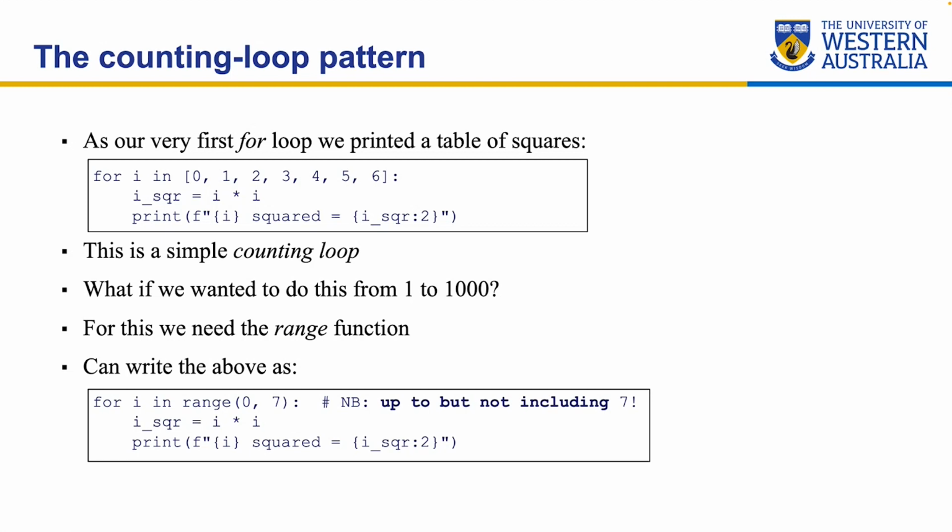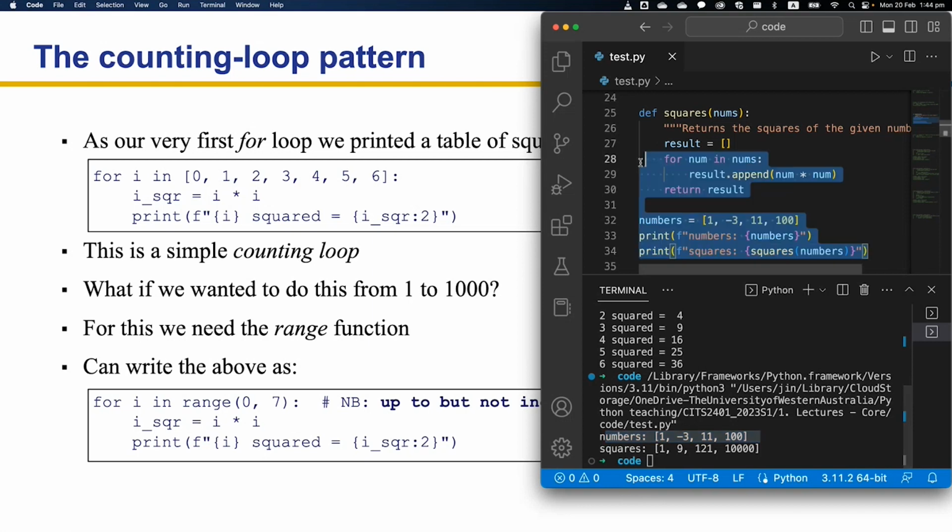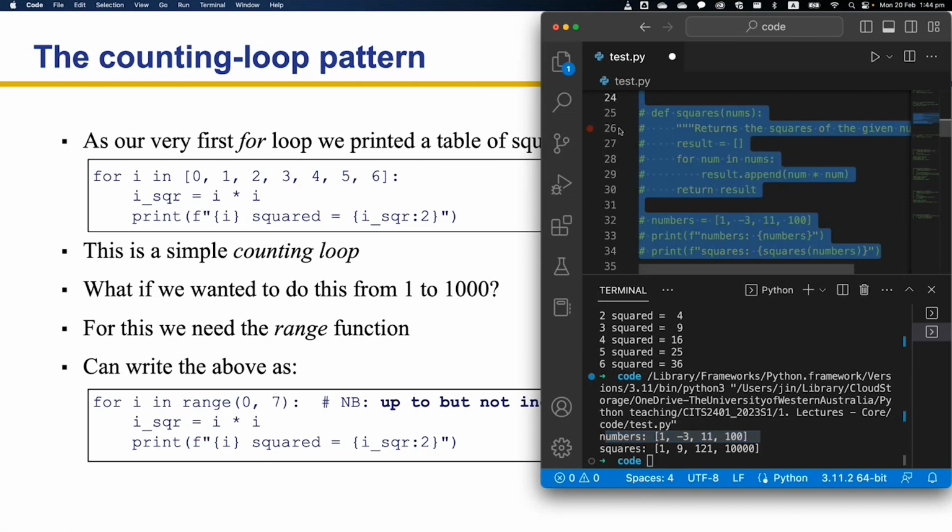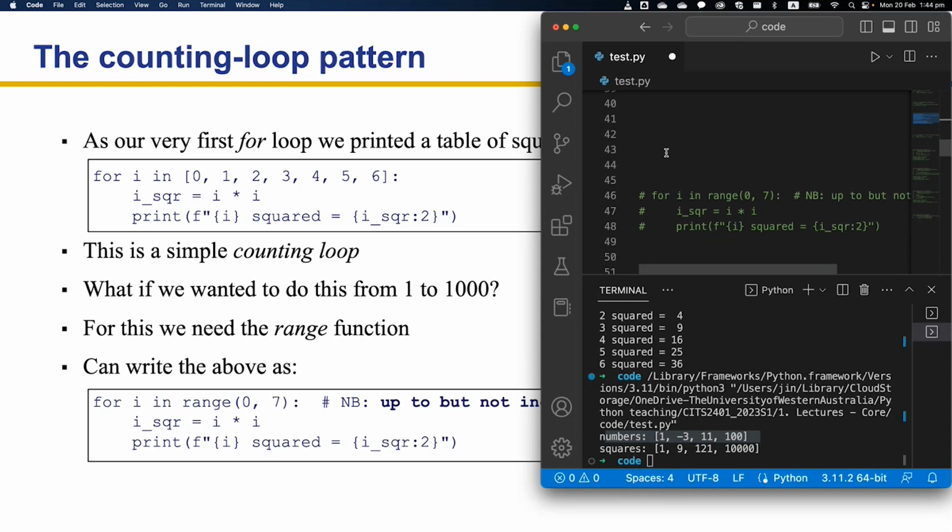So here's a converted version: for i in range 0 and 7. Similar to list and string slicing, you find that the first value given is our starting value, and the second value given is our finishing value, but not including. Okay, so let's test that out. Our next example is here.